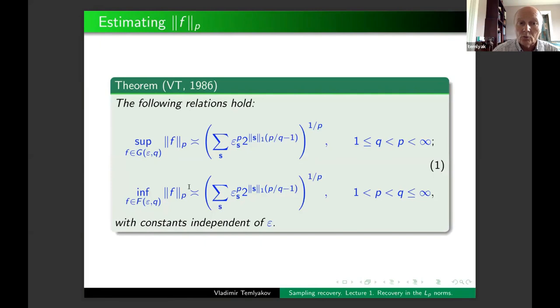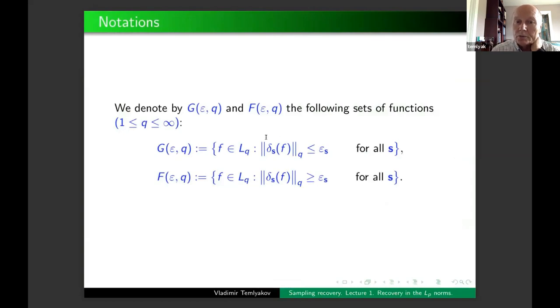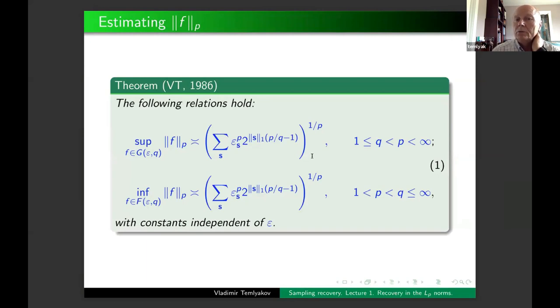So let's look at this. As I said, we are interested in this L^p norm. So first look at this sup. It is equivalent to this, which means it is less or equal than a constant multiplied by this. So if I take any f, now forget about this sup, and instead of this epsilon_s, I put here these norms, then it will give me an upper bound, right? So this follows from this result.